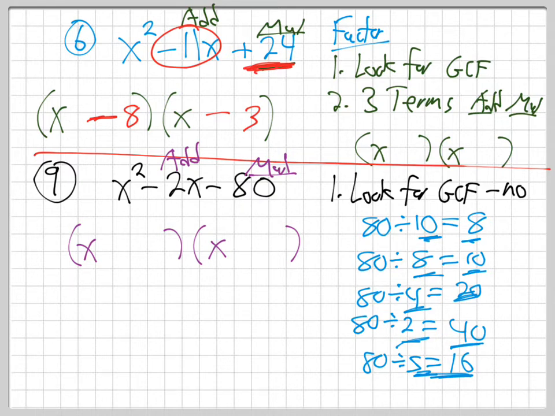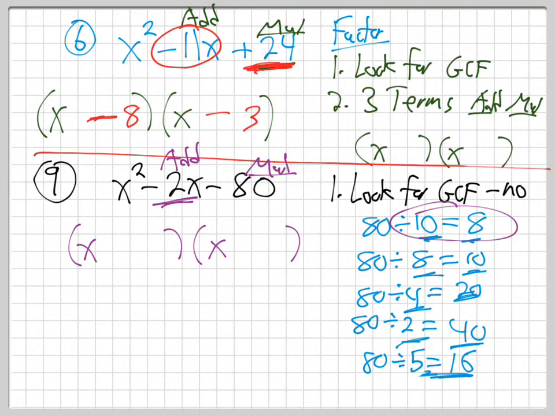So I've got a whole bunch of things that multiply to be 80. 8 times 10, 4 times 20, 2 times 40, 5 times 16. If you could read my writing on that bottom one, that's a 5 there. So all those multiply to be 80. Which of them has the potential to add to be negative 2? 10 and 8, because they're 2 apart.